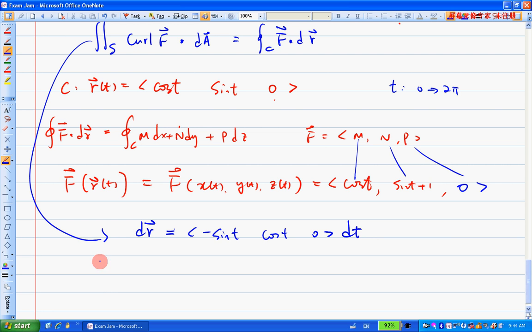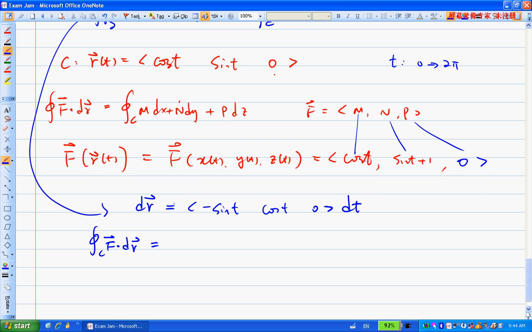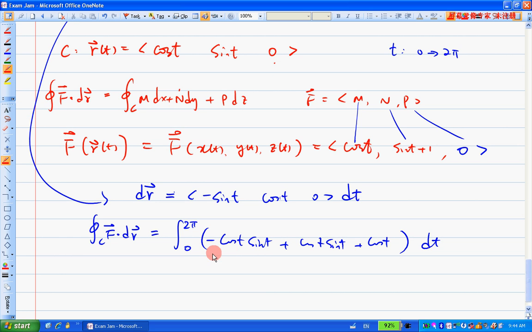Then this line integral is this vector dot this vector. So let's see what we have. t is going from 0 to 2 pi. Cosine times this, negative cosine sine, then positive cosine sine, plus cosine, dt. So it turned out to be very easy. These two cancel each other, and there's only cosine t left. Actually, it ends up with a 0.